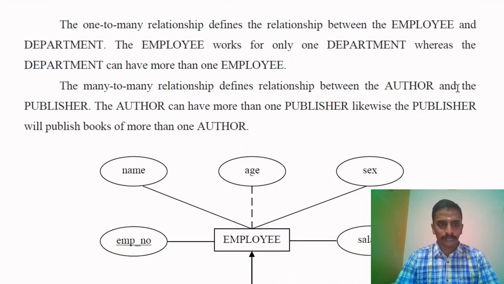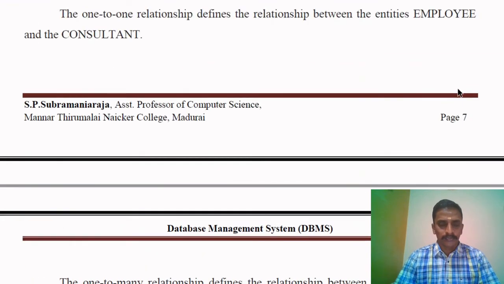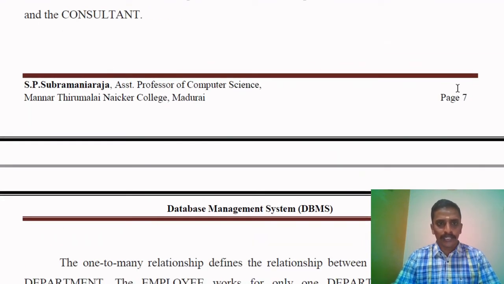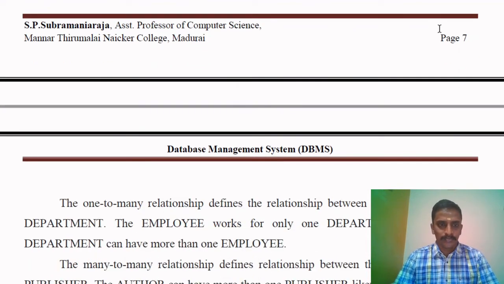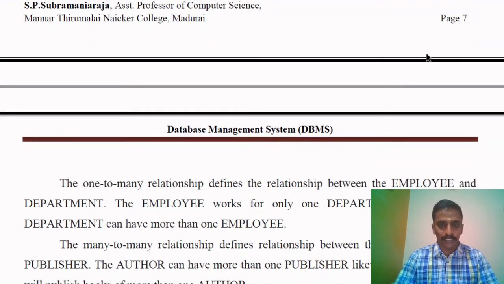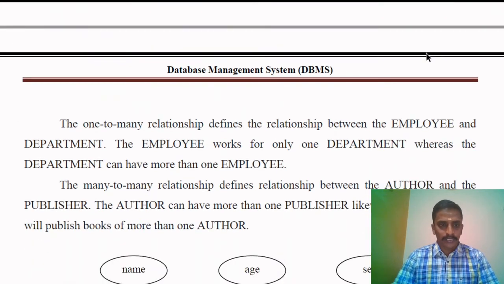And the next one, the one-to-one relationship defines the relationship between the entities employee and consultant. The one-to-many relationship defines the relationship between employee and department. The employee works for only one department, whereas the department has more than one employee. That is one to many and many to one.